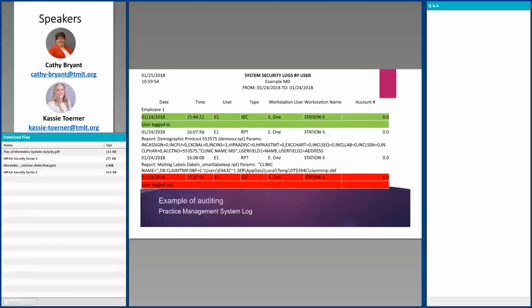So here is another example of an audit log that we have for you. This is out of a practice management system. It shows login, logout, and the activities that were done, and this is just a sample of something that you could run out of your practice management system or other systems. Again, we were talking earlier about monitoring those things that your folks have access to in your organization.